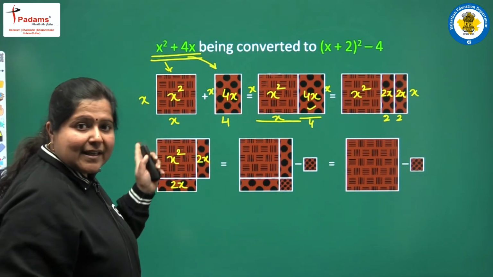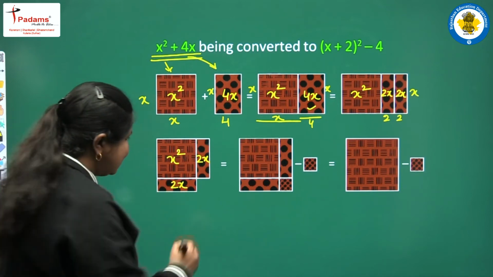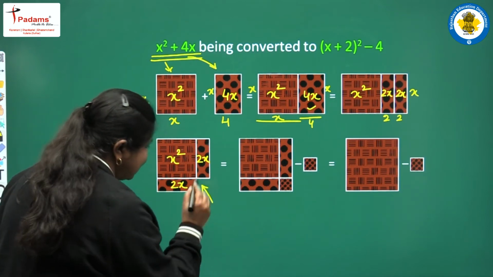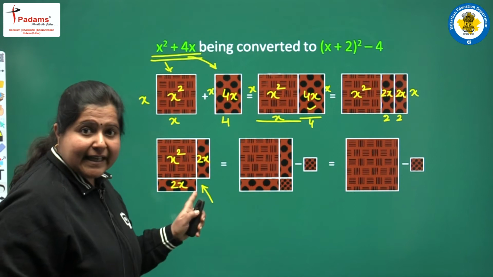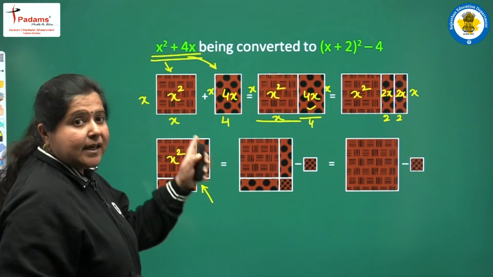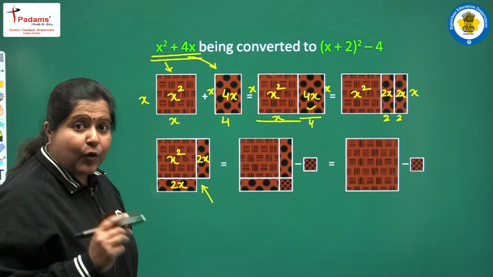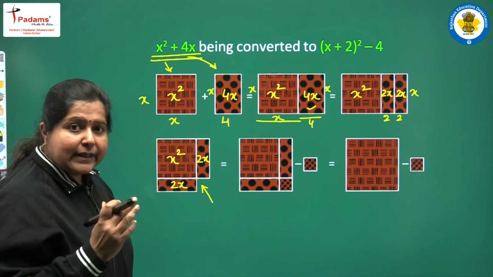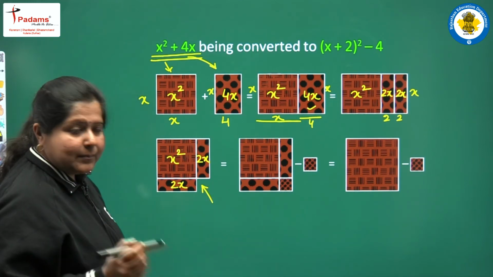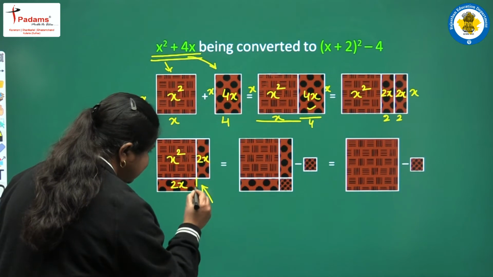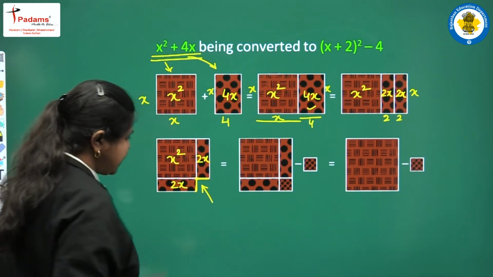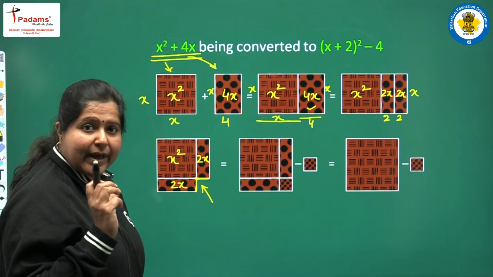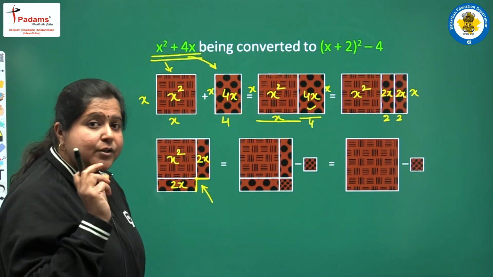Now is this a square? No, this area is missing, and just because of this area we are not getting a complete square, but we want to get a complete square, so we need to fill this area. और आप देखेंगे ये साइड है 2 यूनिट्स और ये साइड भी है 2 यूनिट्स, तो यहाँ पर एक स्मॉल स्क्वायर आना चाहिए जिसकी साइड होगी 2 यूनिट.